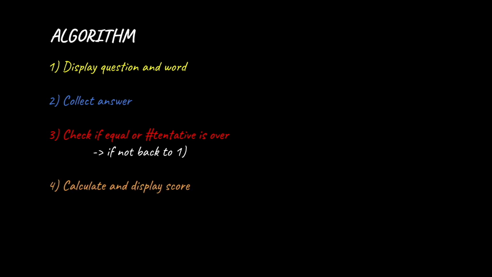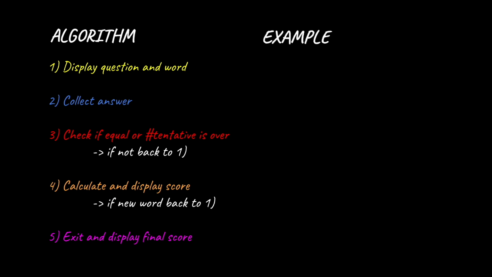Here, we're gonna calculate the number of points gained by the user at this question, and if there are still questions to be asked, we're gonna go back to step number 1. Otherwise, we're gonna move to step number 5, where we're gonna display the total score and exit. And now, let's see a toy example. At step number 1, the user will see the question displayed on the screen, like in this case, where you live. And let's suppose that the user is gonna type in Rome.